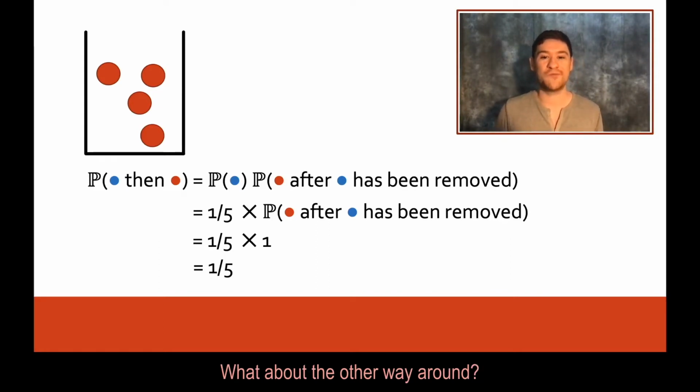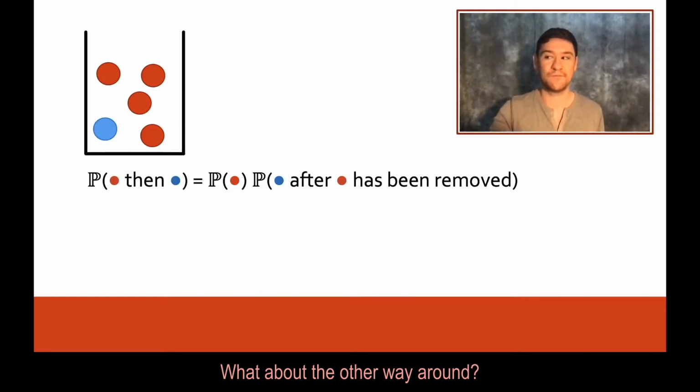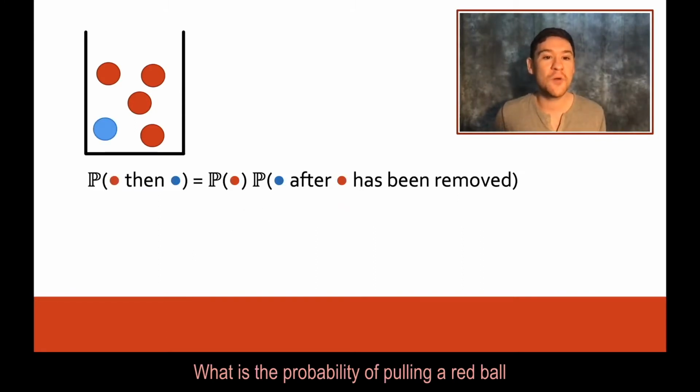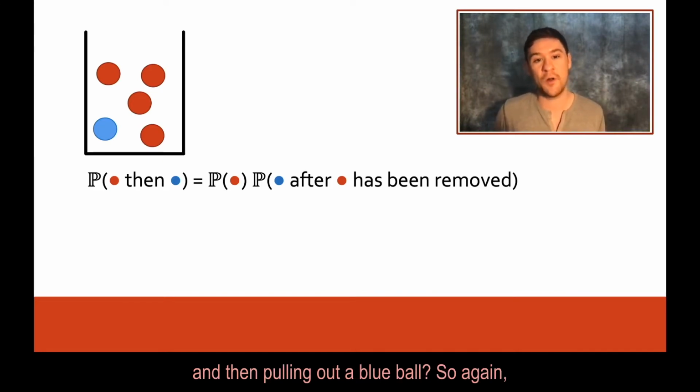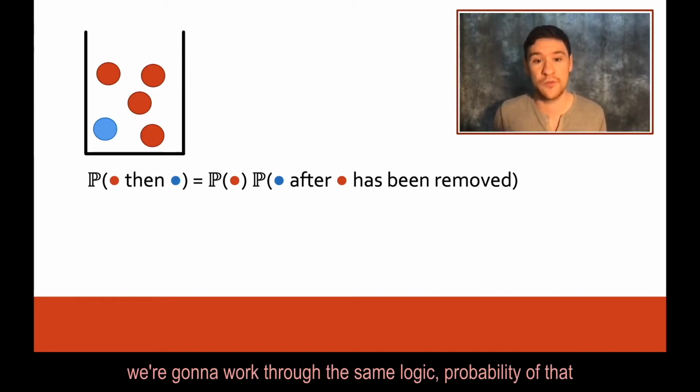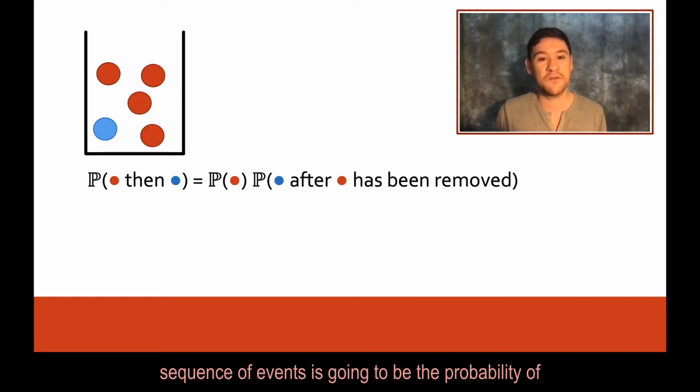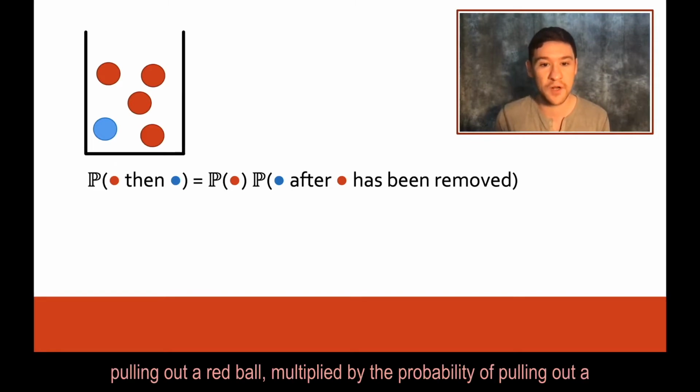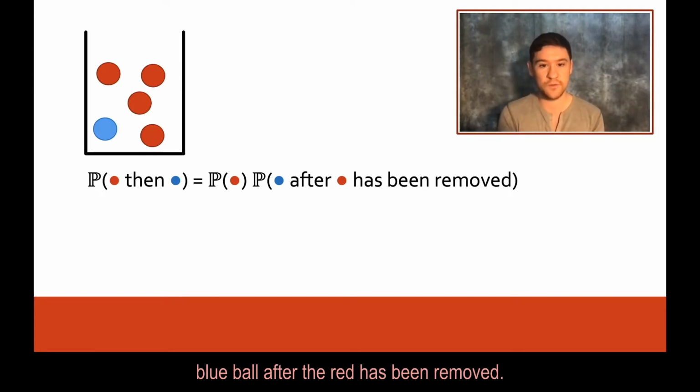What about the other way around? What is the probability of pulling out a red ball and then pulling out a blue ball? So again, we're going to work through the same logic. The probability of that sequence of events is going to be the probability of pulling out a red ball multiplied by the probability of pulling out a blue ball after a red has been removed.